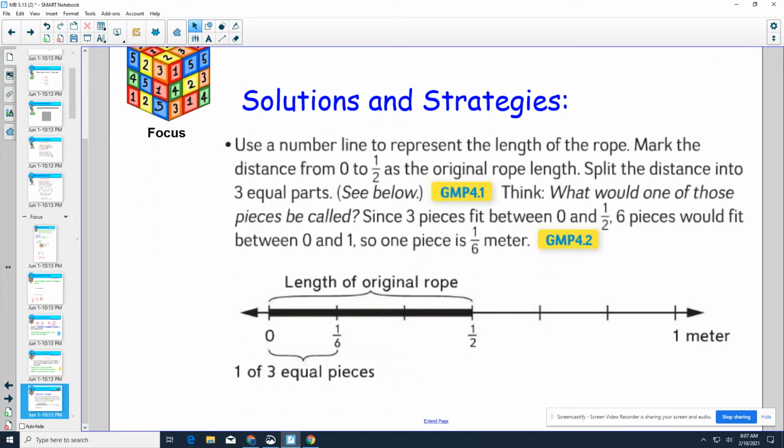So there are some solutions and strategies that you can use for a problem like this. You could use a number line to represent the length of the rope. You could mark the distance from 0 to a half as the original rope length. You could split the distance into 3 equal parts, and you can see the diagram below for an example there. And you could think, what would one of these pieces be called? Since 3 pieces fit between 0 and a half, 6 pieces would fit between 0 and 1. So one piece is a 1/6 meter.